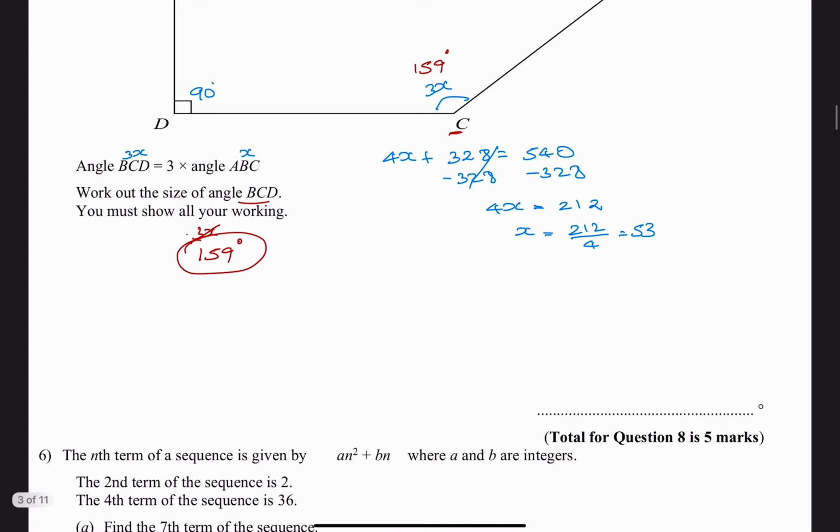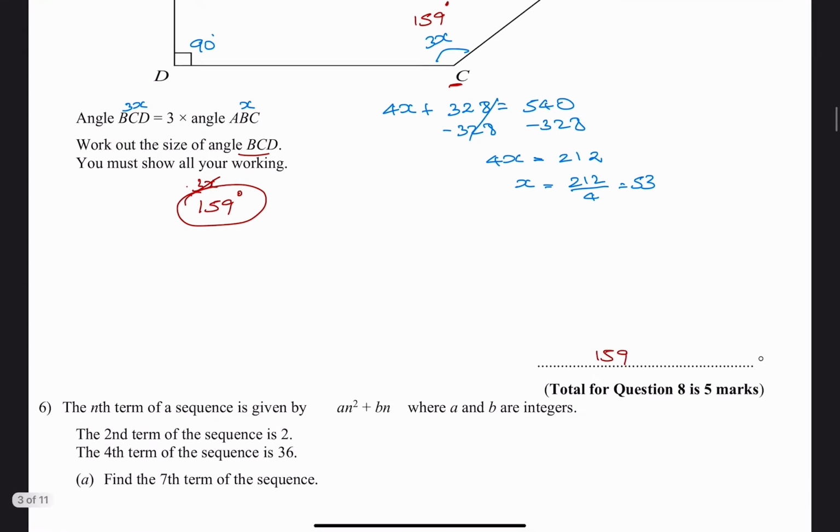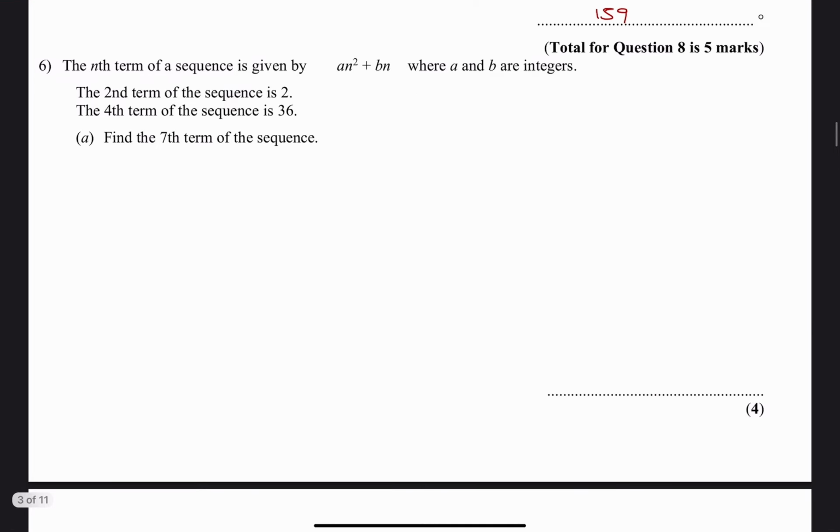Okay. Good. Moving on. See, the an squared plus bn, it doesn't have the plus c, so that would be 0 anyways. The second term means n is equal to 2. The fourth term means n equals 4. Let's substitute. We're just going to sub in n.